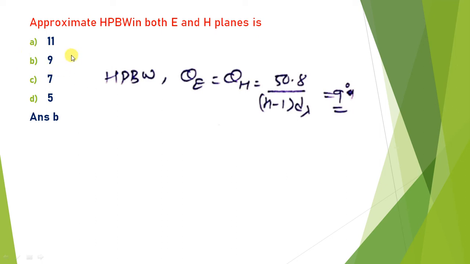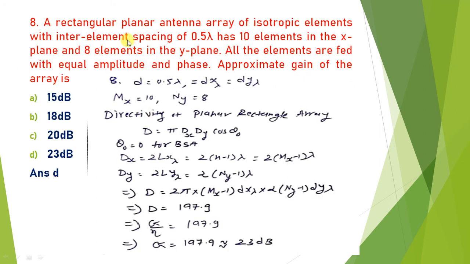So answer is B. A rectangular planar antenna array of isotropic elements with inter-element spacing is given. D is equal to 0.5 lambda, 10 elements in x direction. So in x direction, we call capital M as the x direction element, so M is equal to 10. Again, in y plane, number of elements is 8. So we call number of elements in y as N, so N is equal to 8. All elements are fed with equal amplitude and phase. So find out the gain of the entire array.